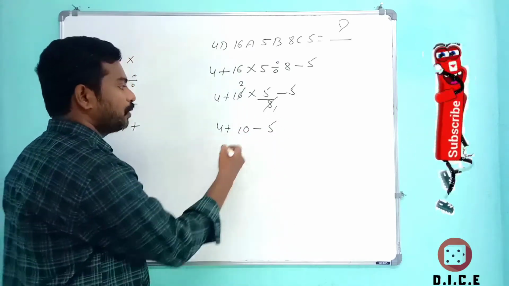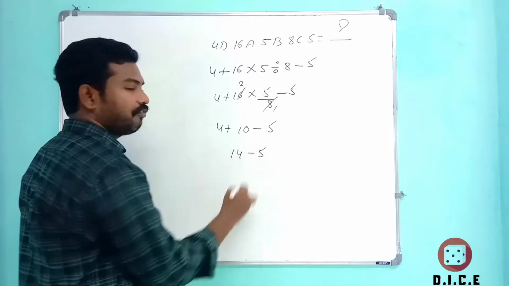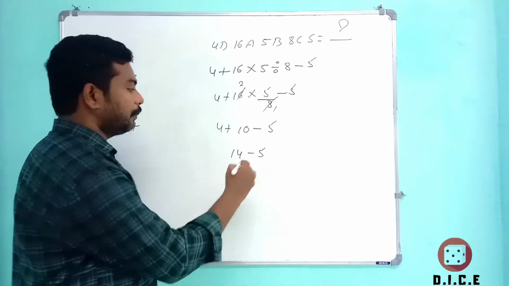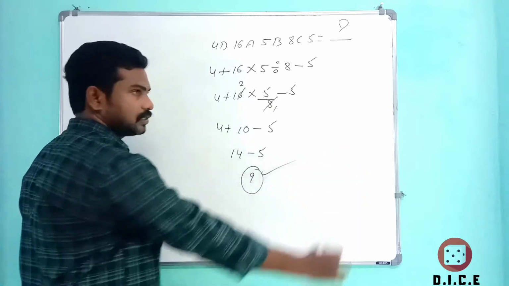Later we have to add 4 plus 10, that is nothing but 14 minus 5. Final part is nothing but subtraction. 14 minus 5 is nothing but 9, which is your final answer.